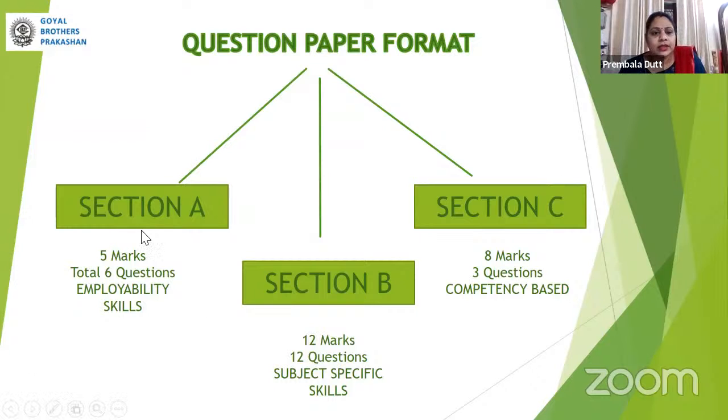Broadly, if I describe, there are 3 sections in a question paper: section A, B, and C. Section A is totally of 5 marks. There will be in total 6 questions, and the complete section A will be from employability skills. That is part A. Then section B, total weightage of section B is 12 marks. The total number of questions are 12, and it is from a subject specific. Then section C again is of 8 marks. In total, 3 questions are there.